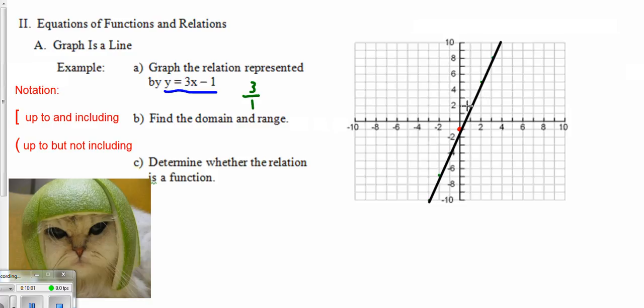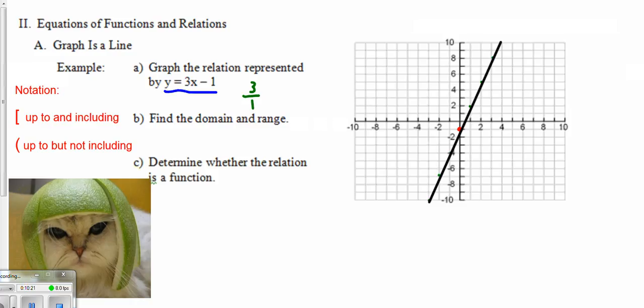And in fact, even from here to here, there's an infinite number of points because they're so small in between them. That's why it creates a solid line. So we can't write down every single one possible. That's why we write it as an equation. Now from here, we need to find the domain and range.